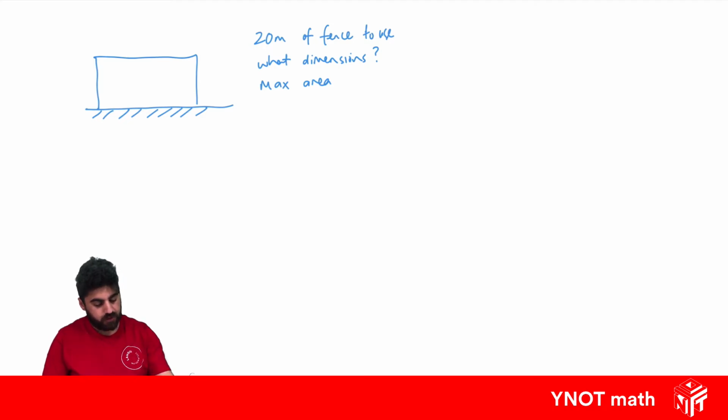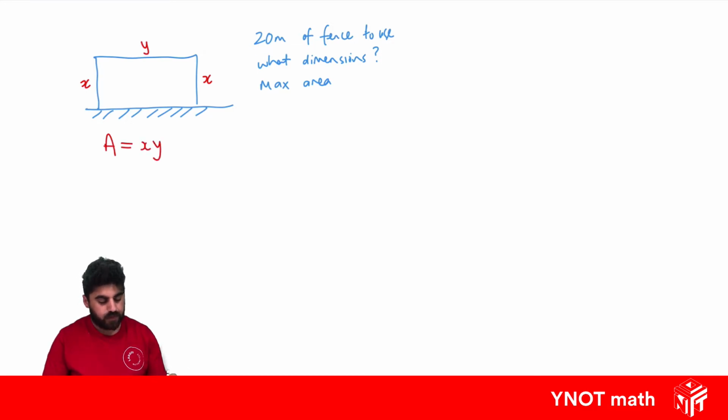So first we could label this side x, and this side y. And what we want to do is make an equation with the subject of the equation being what we want to maximize or minimize. In this case, we want to maximize area. So we need to make an equation for area. So this is just a rectangle, so an equation for area would just be x times y.